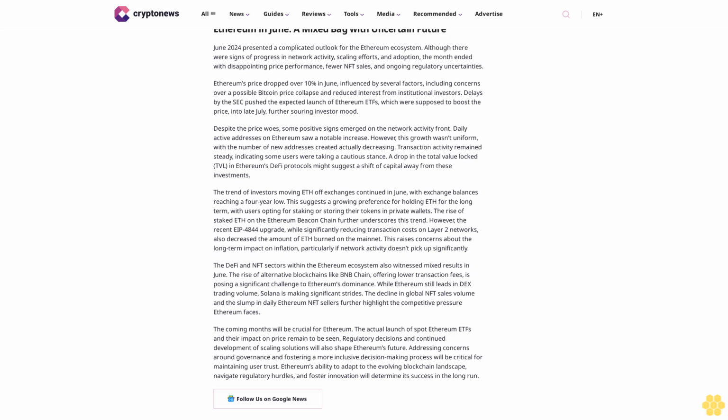Ethereum in June: a mixed bag with an uncertain future. June 2024 presented a complicated outlook for the Ethereum ecosystem. Although there were signs of progress in network activity, scaling efforts, and adoption, the month ended with disappointing price performance, fewer NFT sales, and ongoing regulatory uncertainties.